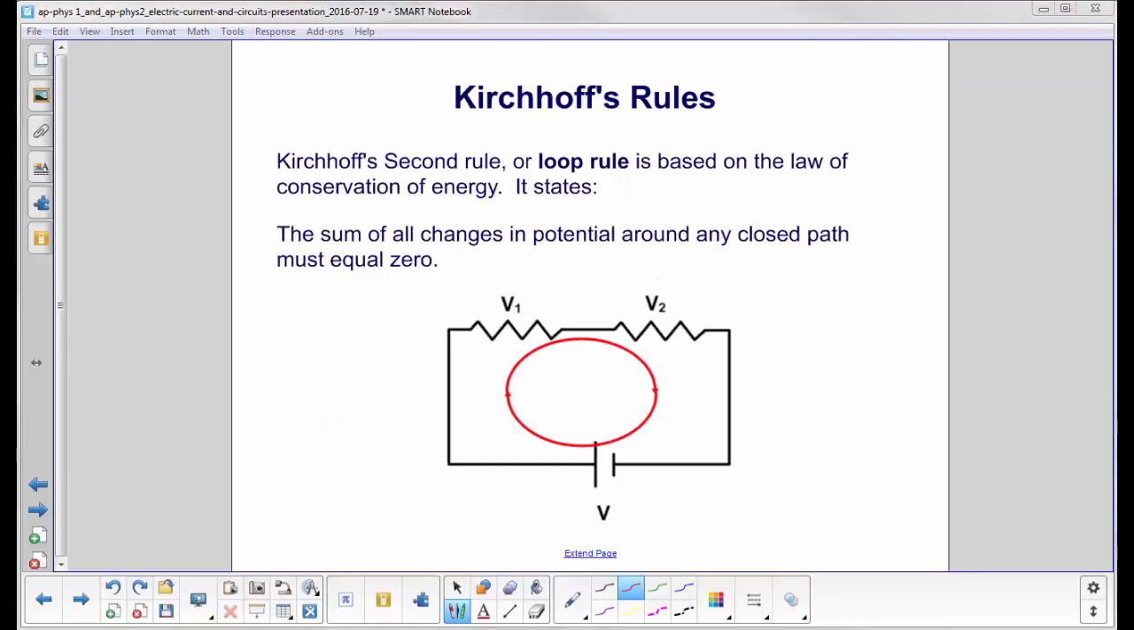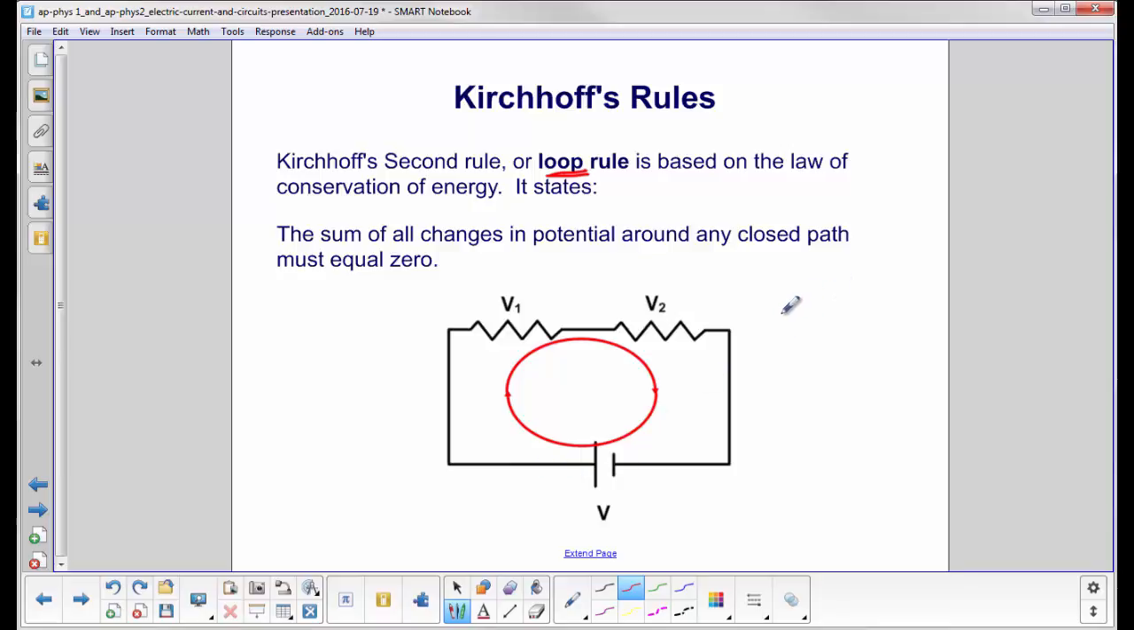Kirchoff's second rule, or the loop rule, is based on the law of conservation of energy. It states that the sum of all changes in electric potential around any closed path must equal zero. So if we have a closed path like this, we have voltage supplied by the battery.